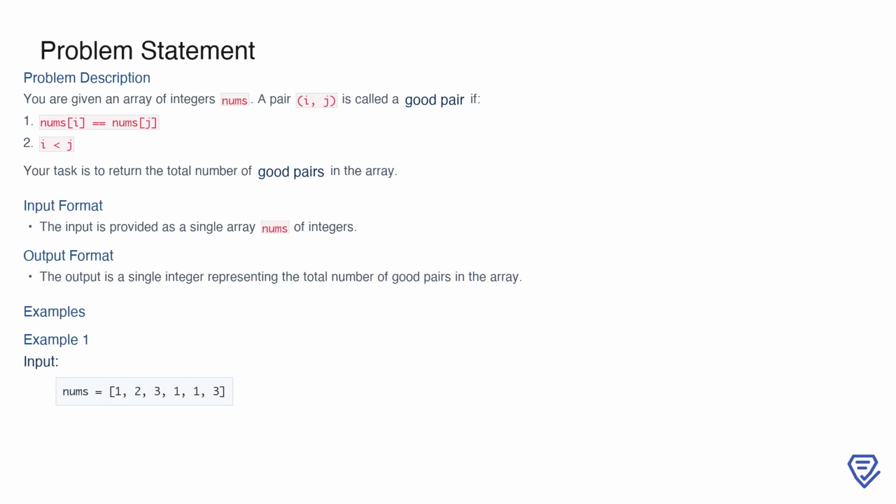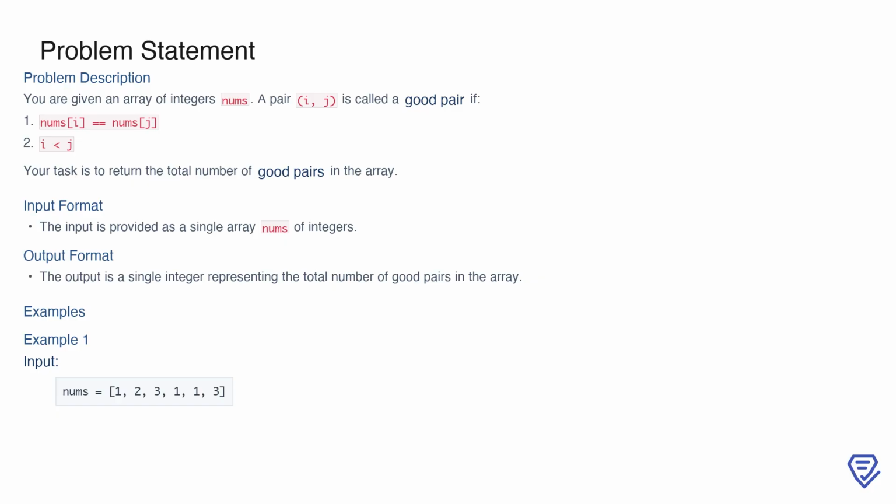In this problem, you're given an array of integers called nums, and your goal is to find the total number of good pairs in the array. A pair (i, j) is considered a good pair if two conditions are satisfied. First, the elements at indices i and j are equal, meaning nums[i] equals nums[j]. Second, the index i must be less than the index j.